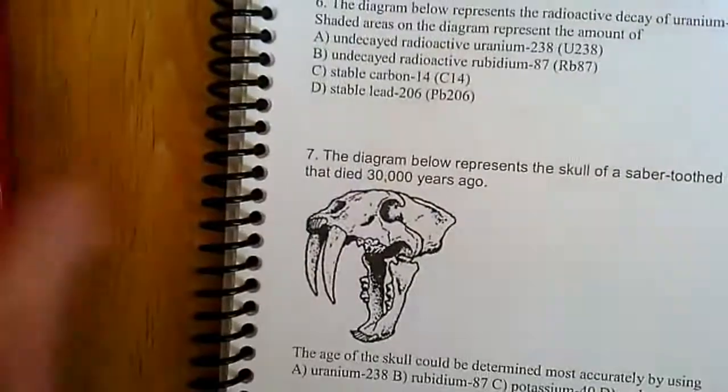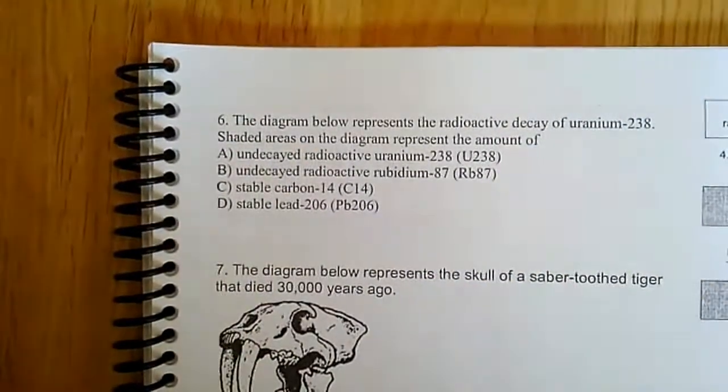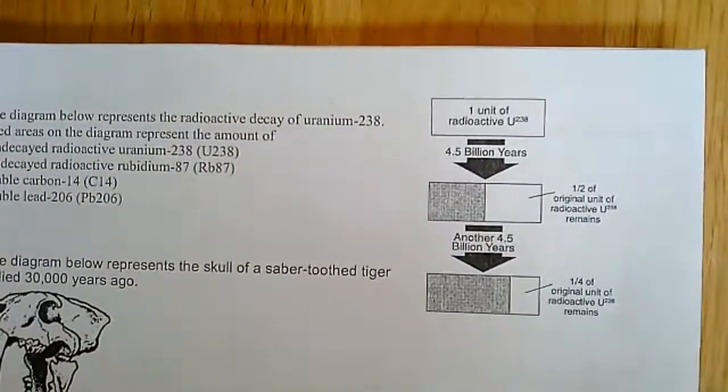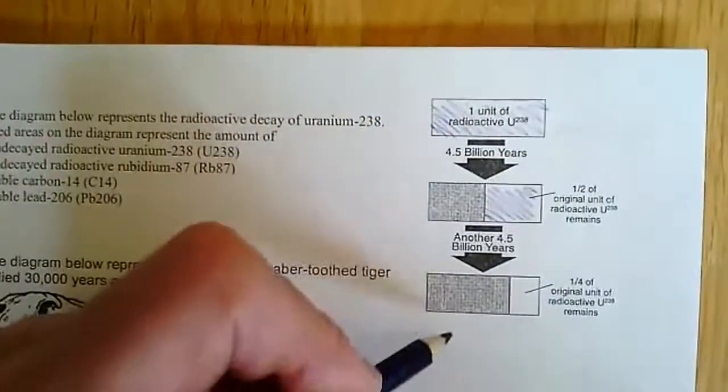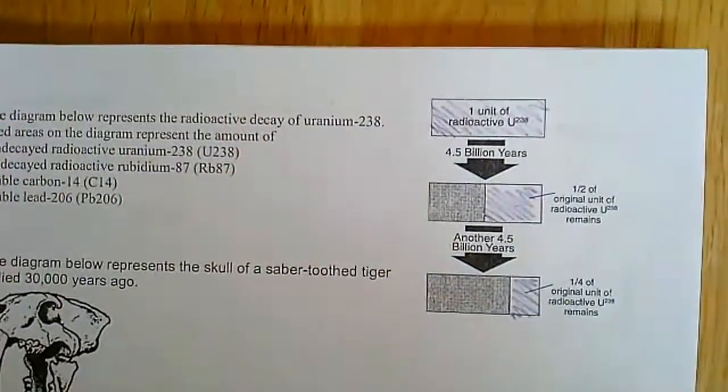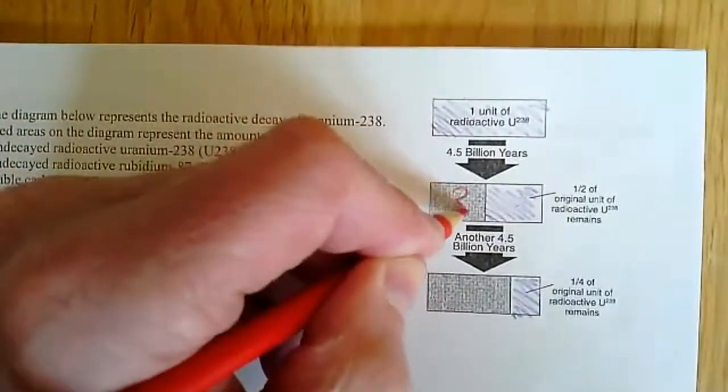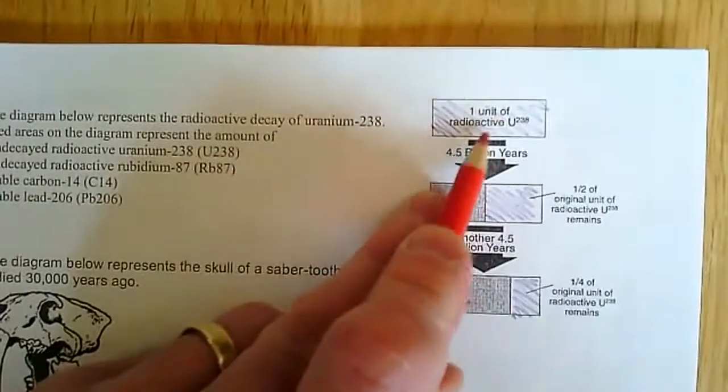Let's take a look at question 6. The diagram below represents the rate of decay of uranium-238. Shaded areas on the diagram represent the amount of what? So we see that we've got uranium-238. After one half-life, only half of that uranium-238 is left. After another half-life, half of that is left. And this question is saying, all right, well, what's this other material? What is this stuff here? Essentially, it's asking, what does uranium-238 decay into?